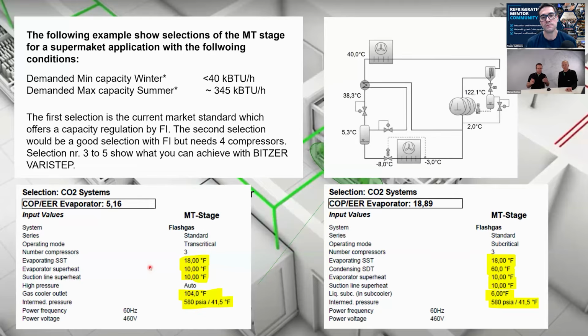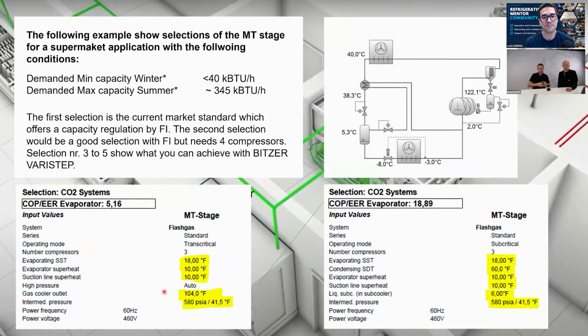So my target is that my rack combination in the summer conditions can do around 345 kBTU, and in the winter operating conditions, I should achieve the 40. Then I can cover the demand of two big furnitures, or four small furnitures, or three, two small and one big.